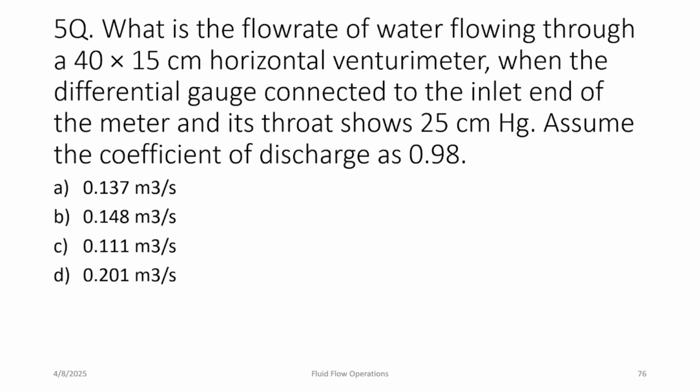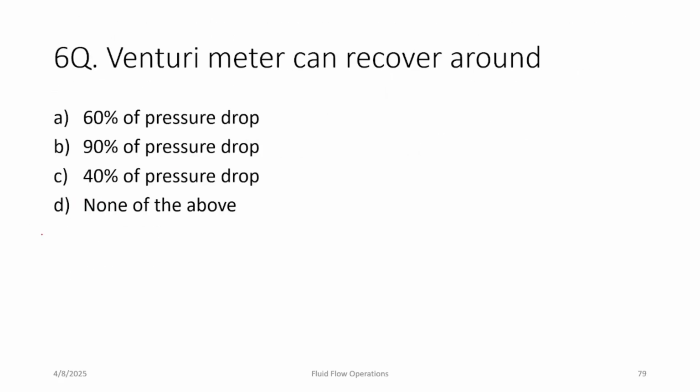So coming to the fifth question, what is the flow rate of water flowing through a 40 by 15 horizontal venturi meter when the differential gauge connected to the inlet end of the meter shows 25 centimeter Hg? Assume the coefficient of discharge is 0.98. We already solved this problem when we were discussing venturi meter, right? The answer, if you solve it correctly, will be 0.137. So try to solve it.